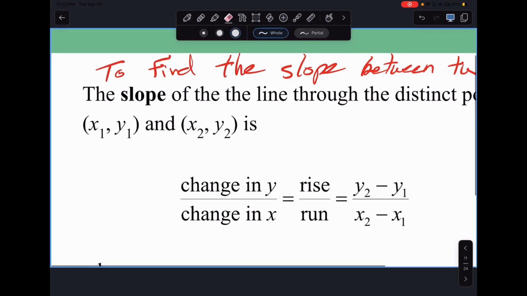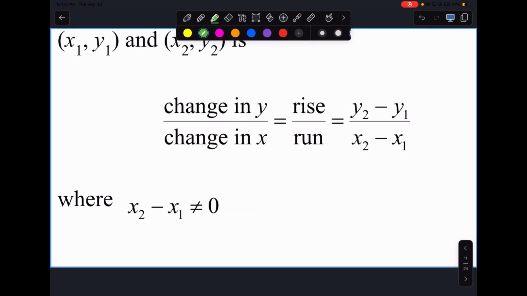Okay, then from there, this is a really, really big piece of what we're doing today. Okay, the change in y over the change in x. You've heard it as rise over run. To find the rise, we subtract y2 minus y1. To find the run, we do x2 minus x1. Rise is up and down. Run is left to right. Notice I said left to right, not left or right.